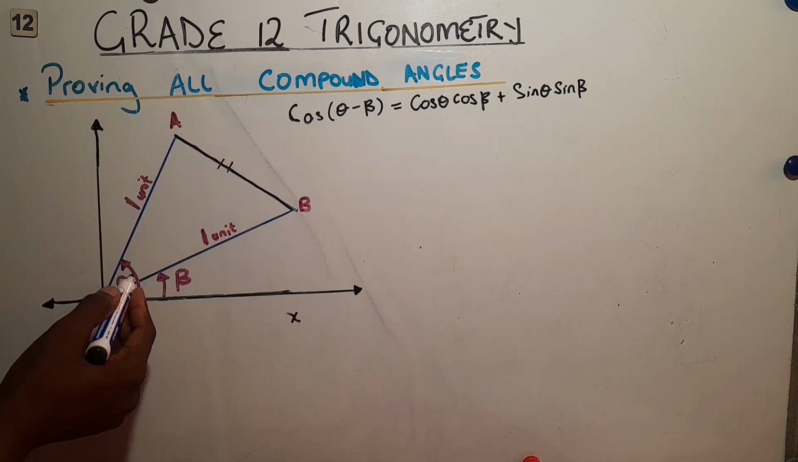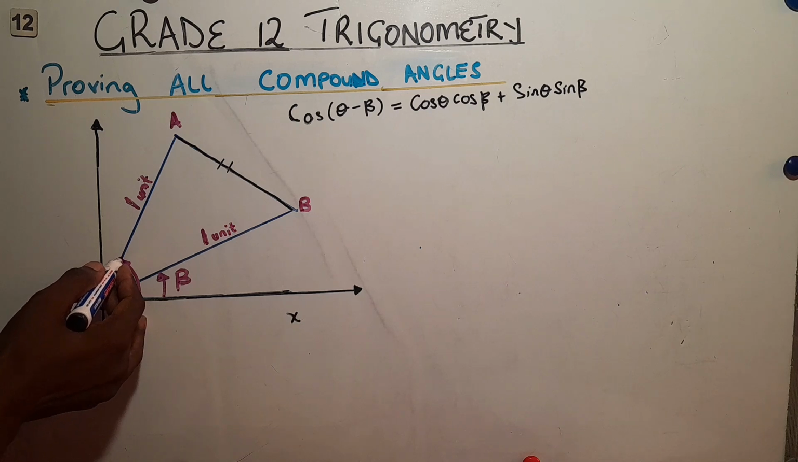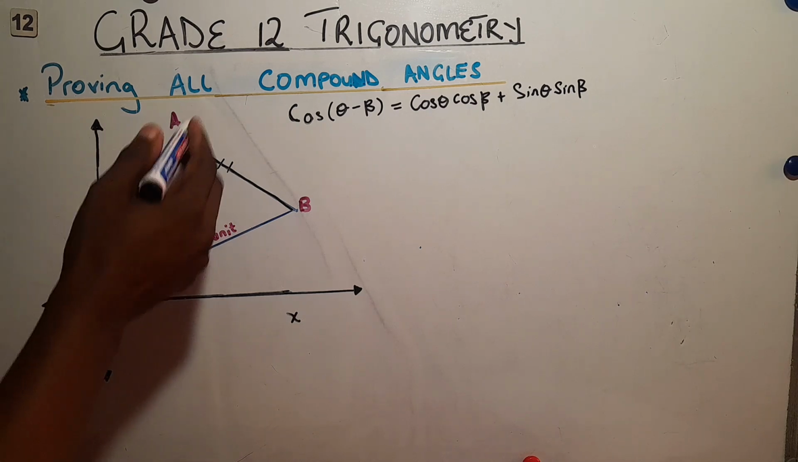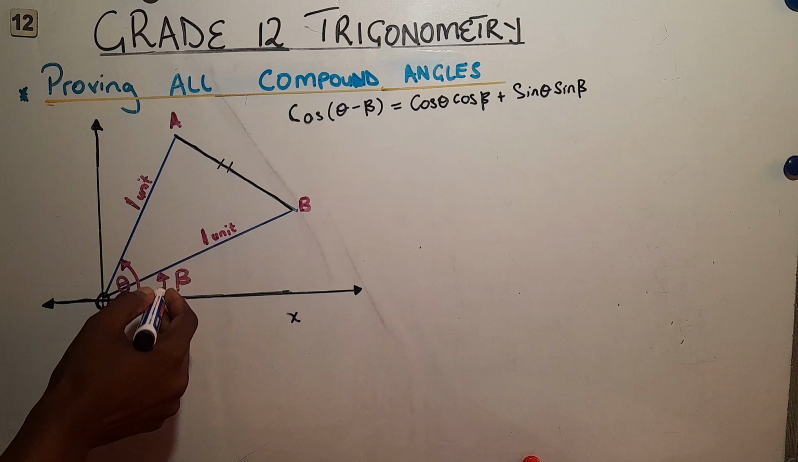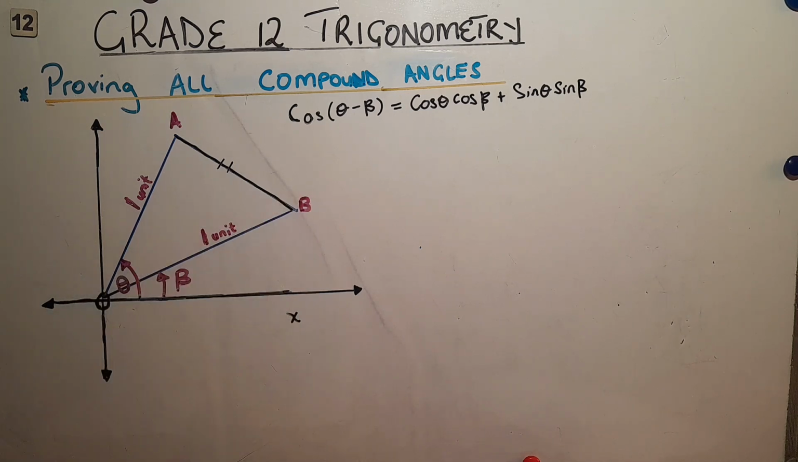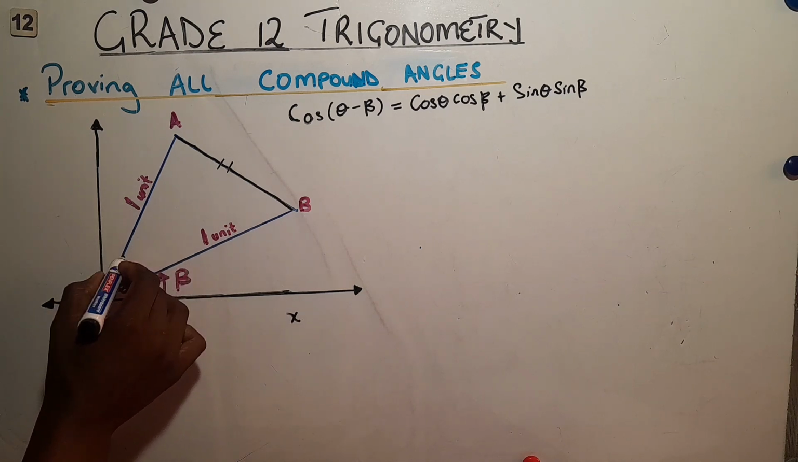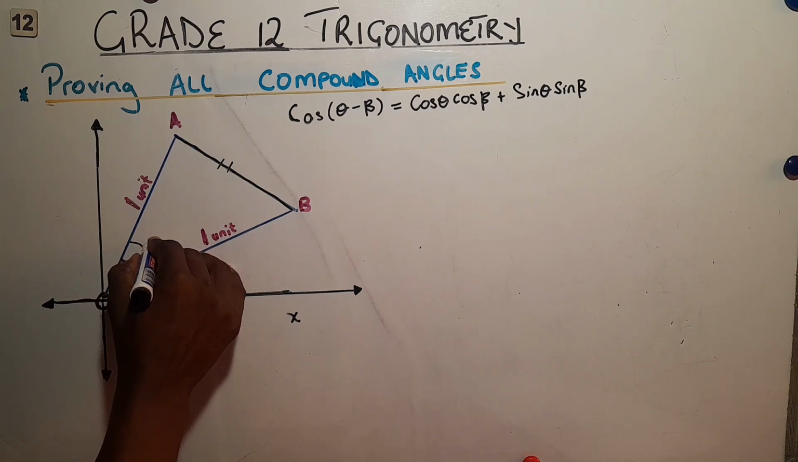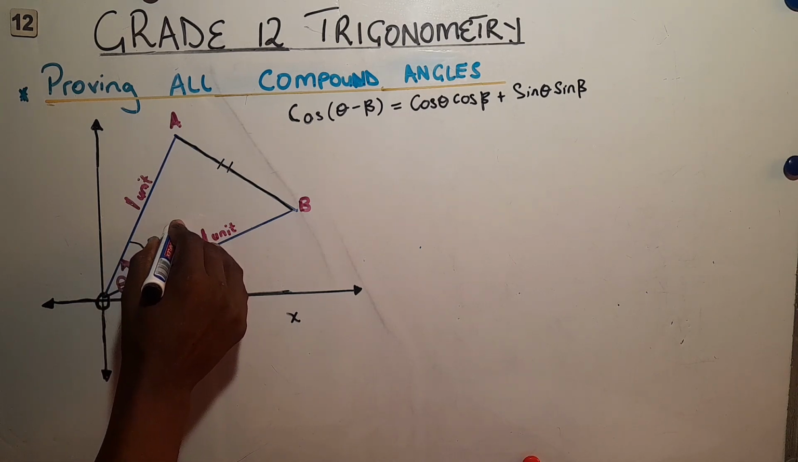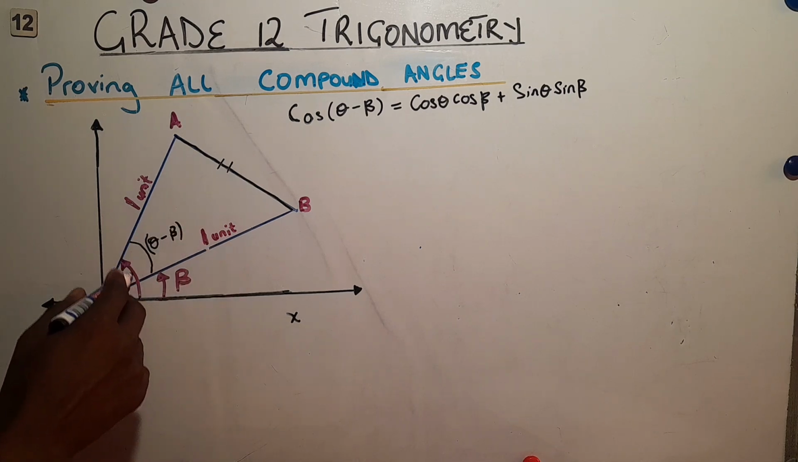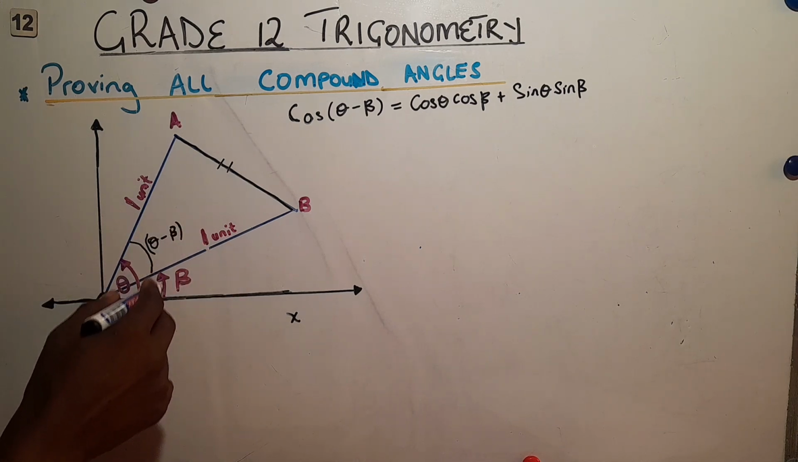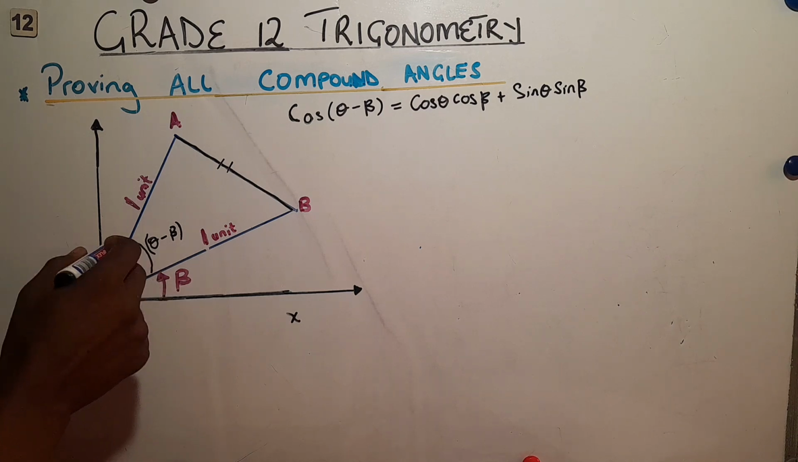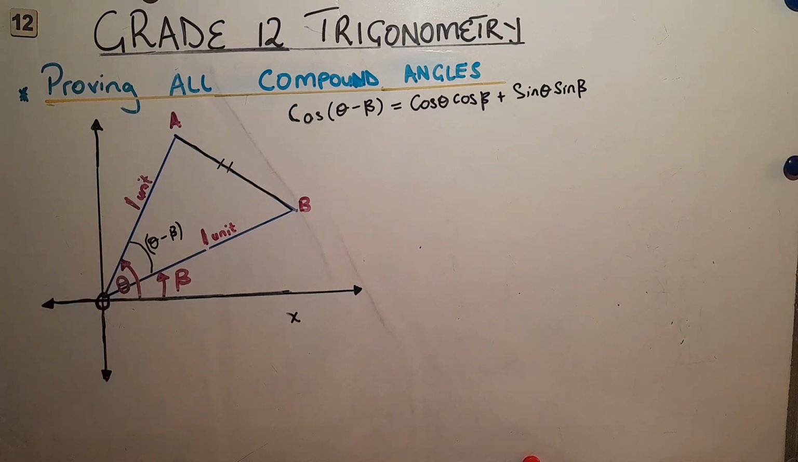So here you can see that this angle is theta, from here up to this line OA, and this angle is beta, between the x-axis and the line OB. So this leaves us with this angle here, the same as theta minus beta, because theta is the bigger angle and beta is the smaller angle. The difference between the two gives us this angle inside here. So how do we find AB?